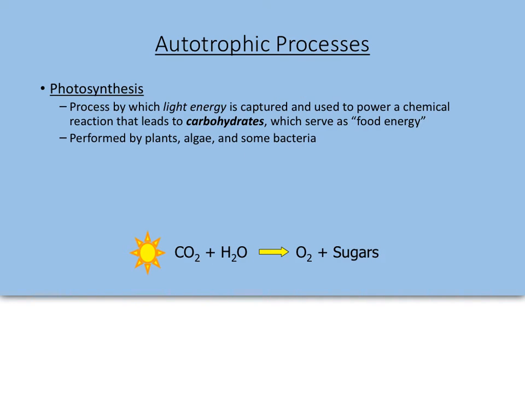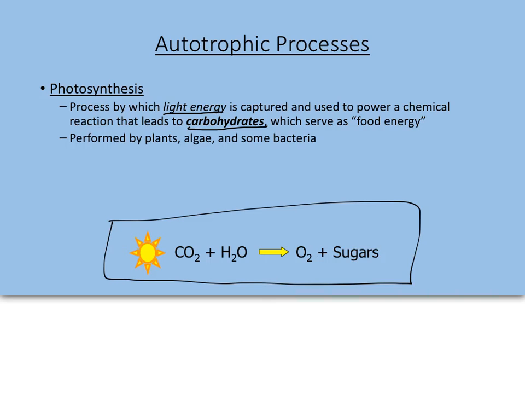Photosynthesis. This is the process by which we use light energy, turn it into chemical energy that can power living organisms. In other words, photosynthesis is taking solar energy and turning it into carbohydrates. And again, this is performed by the things on the last slide, so plants, algae, and bacteria. Here's the chemical reaction for this. We're going to take solar energy, combine that with carbon dioxide and water to give us oxygen and sugars, carbohydrates. We'll come back to this whole photosynthesis thing a little bit later this year, but for now you just want to know that this is how an autotrophic organism generates carbohydrates.